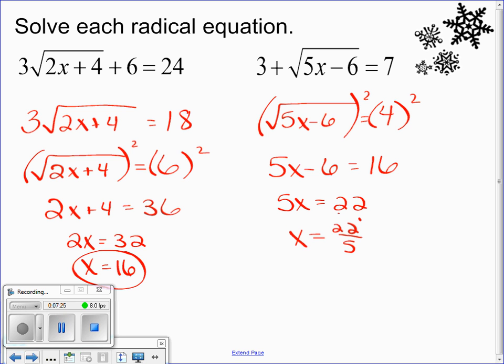Again, if you type this in and check this, some of you can do this in your head. Some of you don't do so well with fractions. If I plug it back in, what's 5 times 22/5? 22 minus 6, 16. Square root of 16 is 4, plus 3 is 7. But again, could you type the whole thing in the calculator? Yeah, you could. But I'm trying to get you started here early on some easier ones, getting used to checking your work, okay?